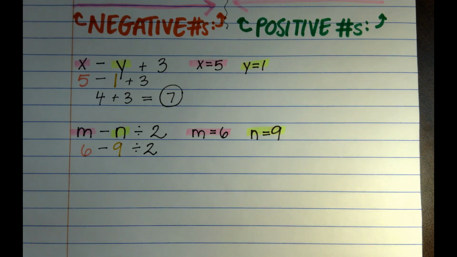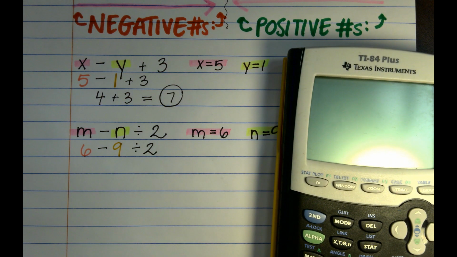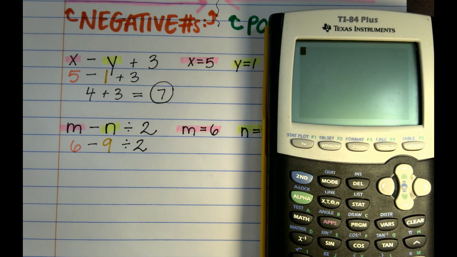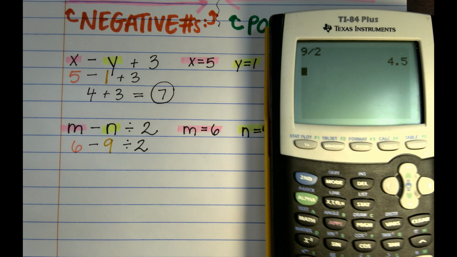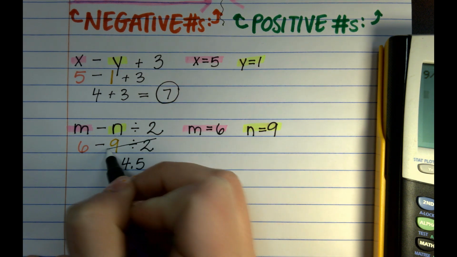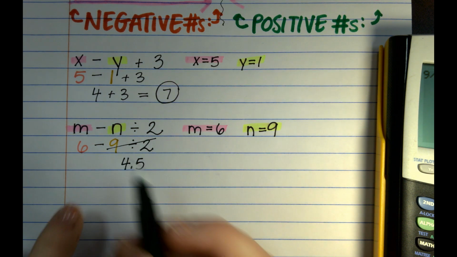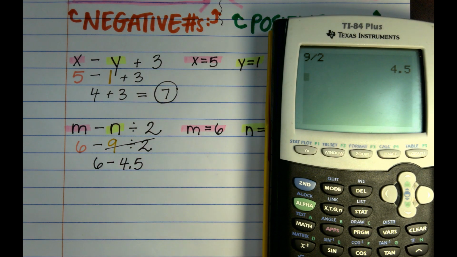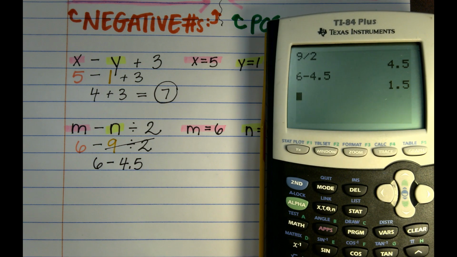Okay. So now that I have it plugged in, what should I do first? Division. Good. So this one is a little different because 9 doesn't split evenly. We're going to get a decimal. 4.5. Yes. 9 divided by 2 is 4.5. And what needs to be brought down? Minus 6. Yep, 6 minus 4.5. I got 1.5.